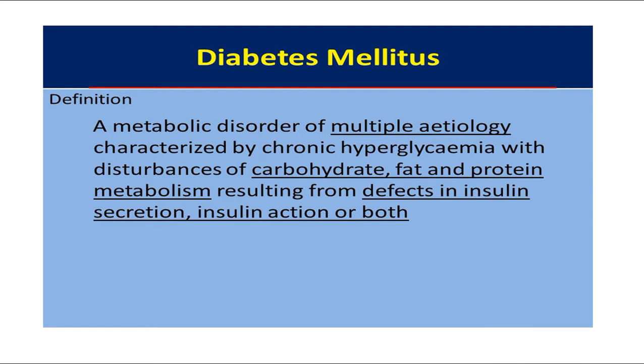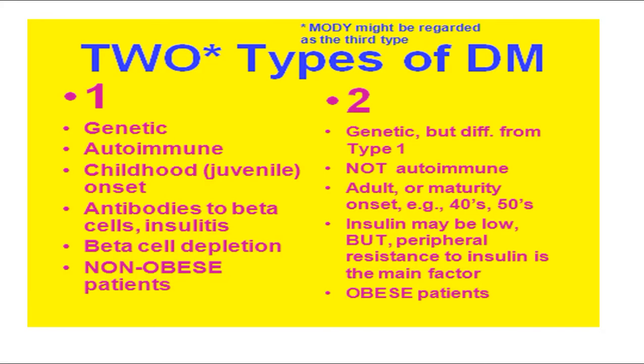Definition of diabetes: it is a metabolic disorder of multiple etiology characterized by chronic hyperglycemia with disturbance of carbohydrate, fat and protein metabolism resulting from defects in insulin secretion, insulin action or both. So these are the two major classifications. Diabetes is divided into two major groups, type 1 and type 2. Both have different etiology, different age of onset, and different mechanism or pathogenesis of disease.